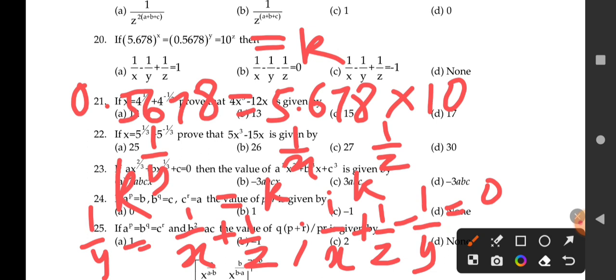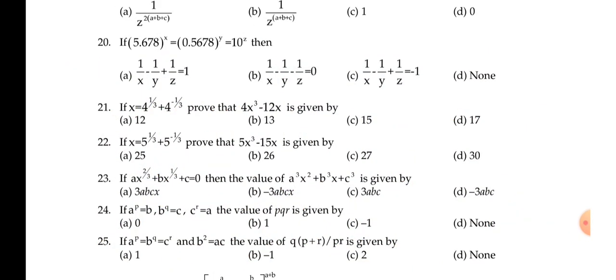Something is missing over here. The option has to be option number D. However, in the previous book, this is given as plus 1 by z. So in the previous books, it is given as B option as the correct option, since here there is a printing mistake. However, if these options are given, the right option is D.